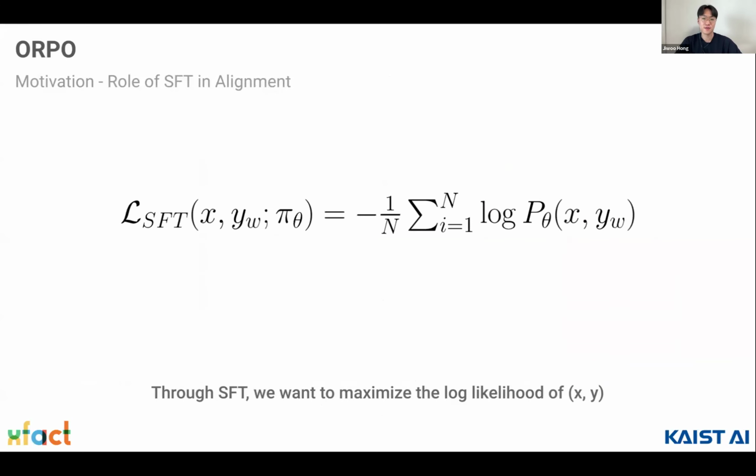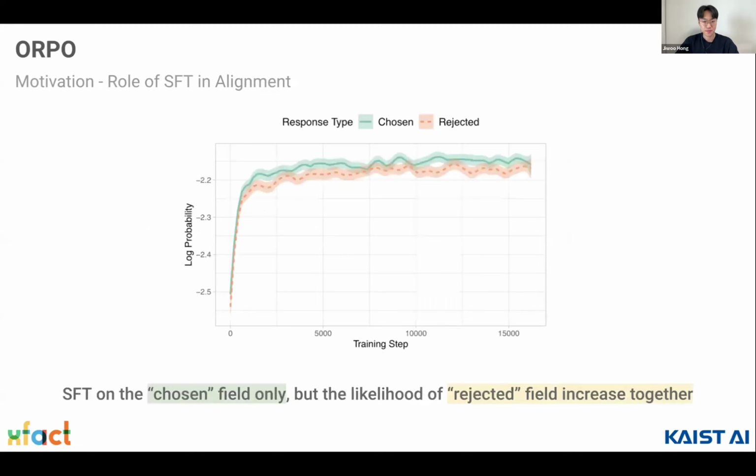By SFT, we are teaching the language model to imitate what we want in the dataset. For example, if we have the instruction tuning dataset with the prompt X and the response Y, what we are doing in SFT is maximizing the log likelihood for the given prompt and response pairs. By doing so, we expect the model to learn the domain knowledge, the response styles, or chat templates, those kinds of things. So by doing SFT, we are teaching something through the datasets.